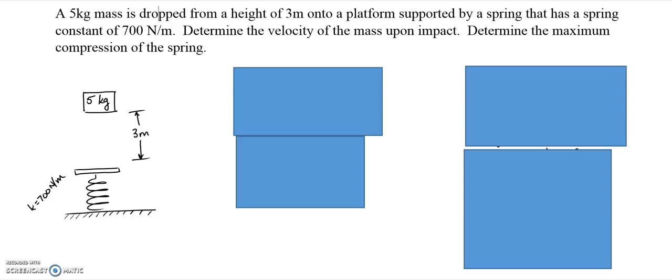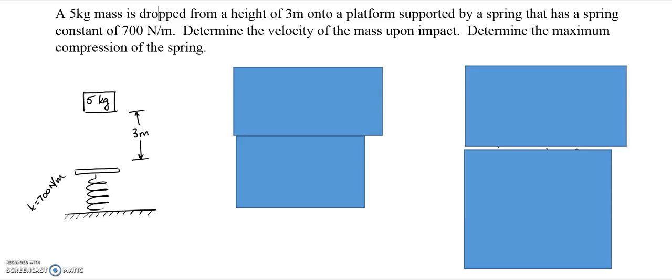That is with the platform. Determine the maximum compression of the spring. So you got two things you have to do: velocity upon impact, and maximum compression of the spring. All right. Now, I want you to do your best. See what you can do. On your mark, get set, go.